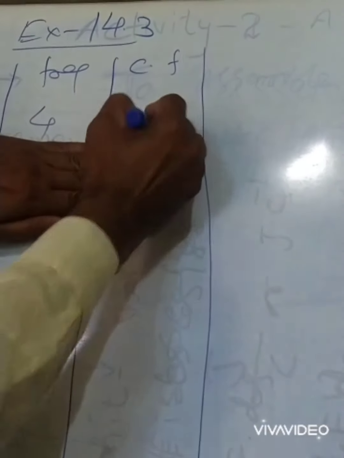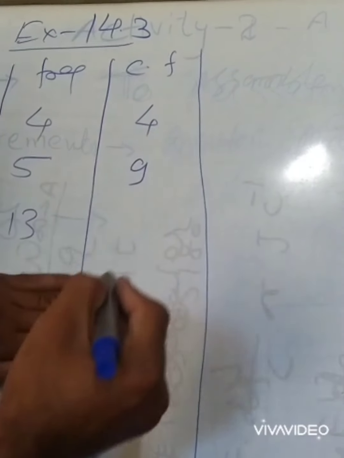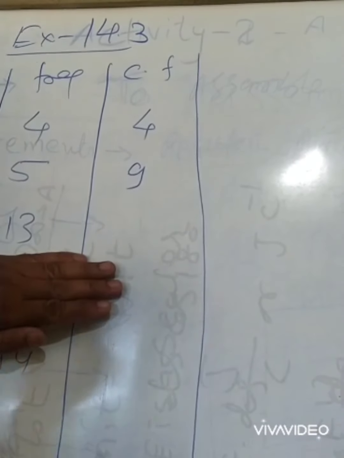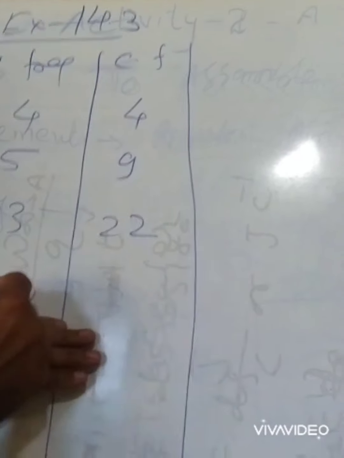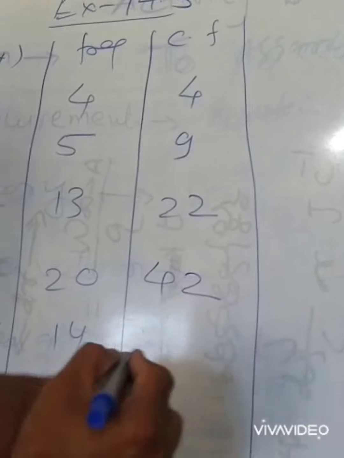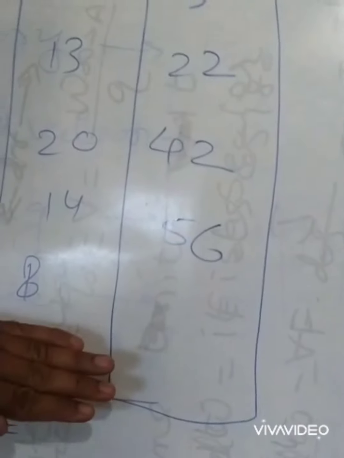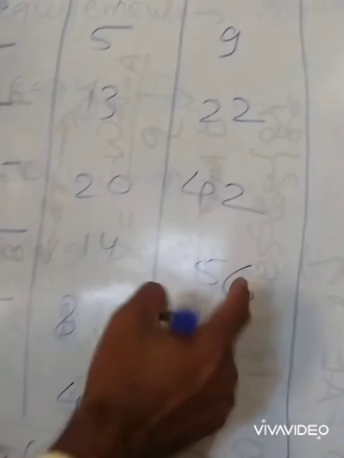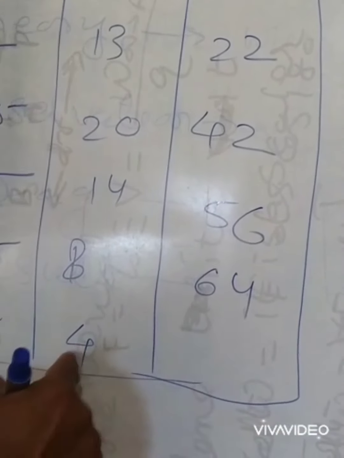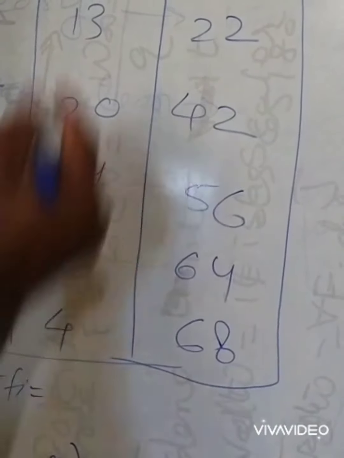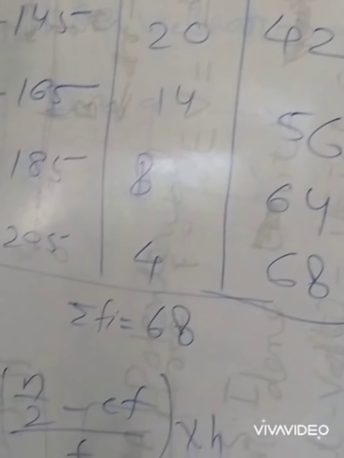We will write the first number 4 here, then add the 5 to this 4, this is 9. If we add the 9 and 13, our result is 22, then it is 42. If you add 14 to 42, after addition your answer is 56. 56 plus 8, if you add, is 64, and 64 plus 4 you will add, it will get 68. So the sum of the frequencies will also be 68.